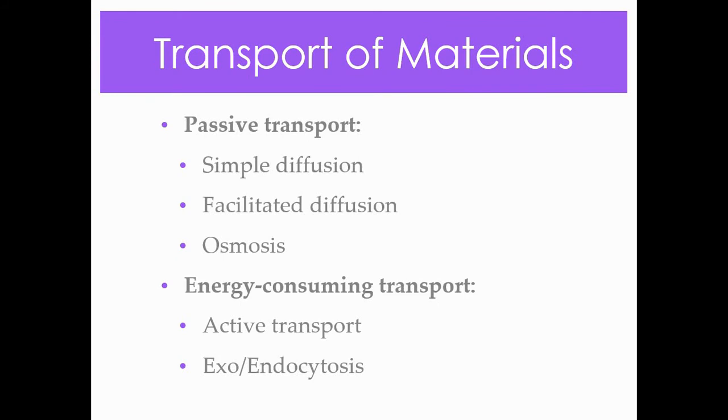Okay? So we have two types of transport. We can have passive transport, or we can have energy consuming transport. Okay? So passive transport includes simple diffusion, facilitated diffusion, and osmosis. So this does not need energy. Okay? And then we have energy consuming transport. So it includes active transport and exocytosis or endocytosis.